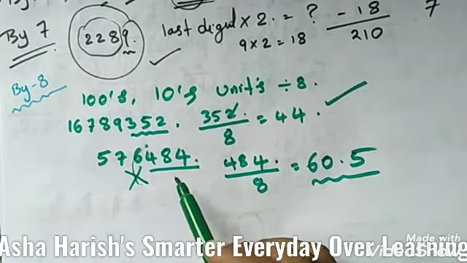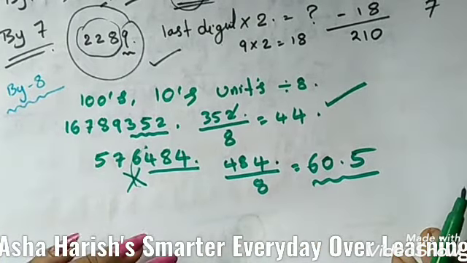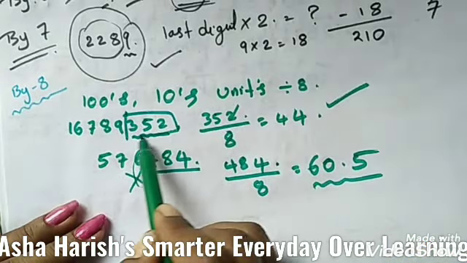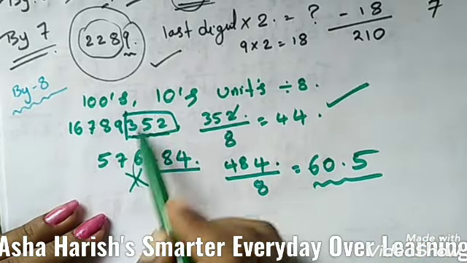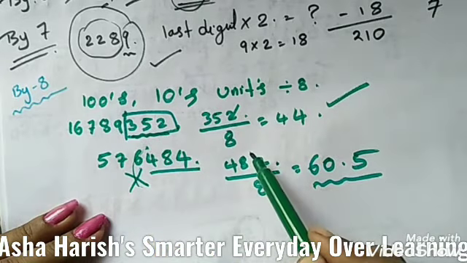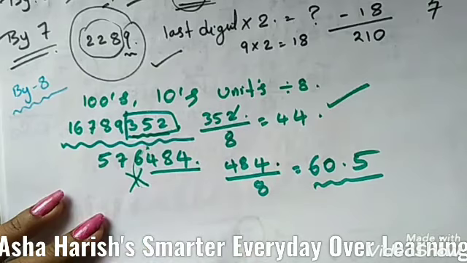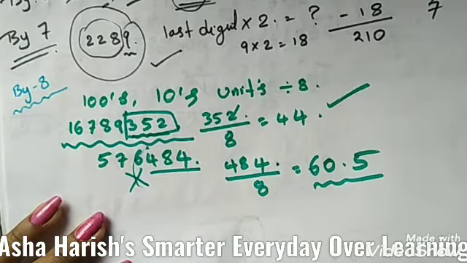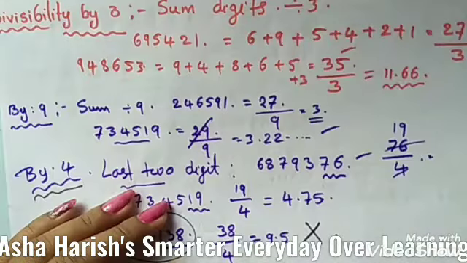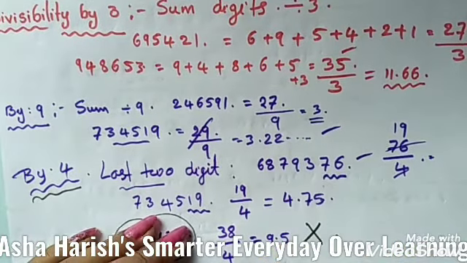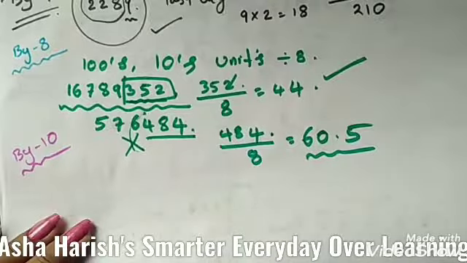Okay, this is the rule you have to remember. If a number is going to be divisible by 8, you have to focus on the last 3 digits. If this 3-digit number is divisible by 8, you can say that the entire number is divisible by 8. Let us go for the next divisibility rule. 9 we already discussed. Now let us see the divisibility rule by 10.